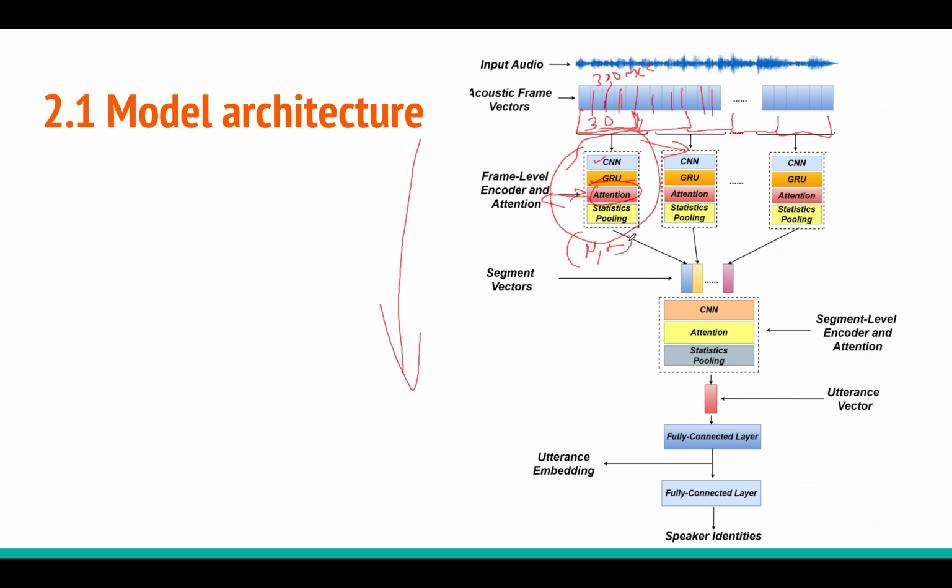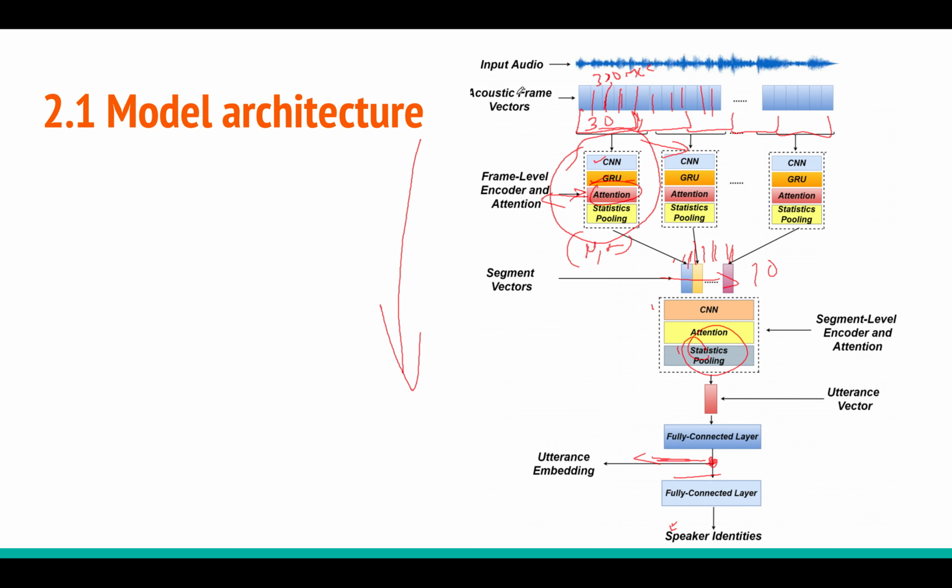Then for every segment you get one vector, and if you have a 3-second audio, I get 10 of these chunks and I get 10 vectors here, right? Simple. And these 10 vectors will again go through CNN and attention. Then they again do the statistic pooling, and that will finally be fed into a fully connected layer to do speaker identification, and you can tap one of the last layers' output and use that as the embedding.